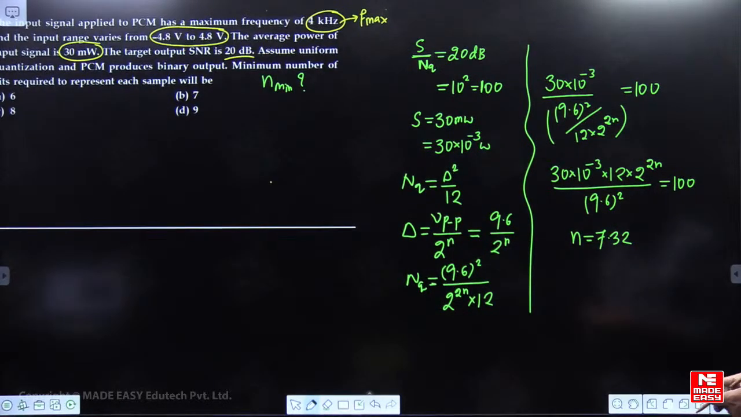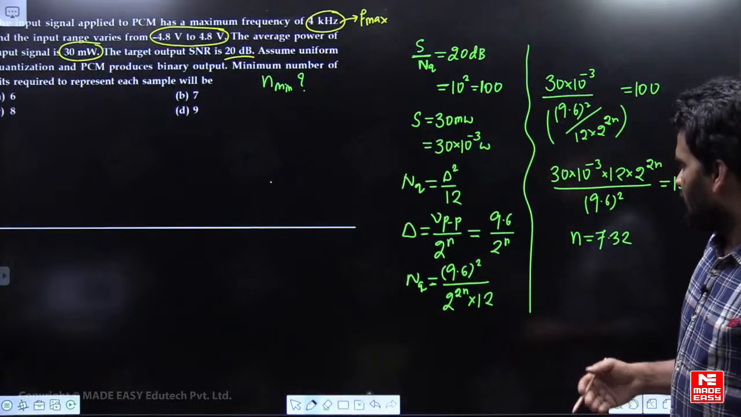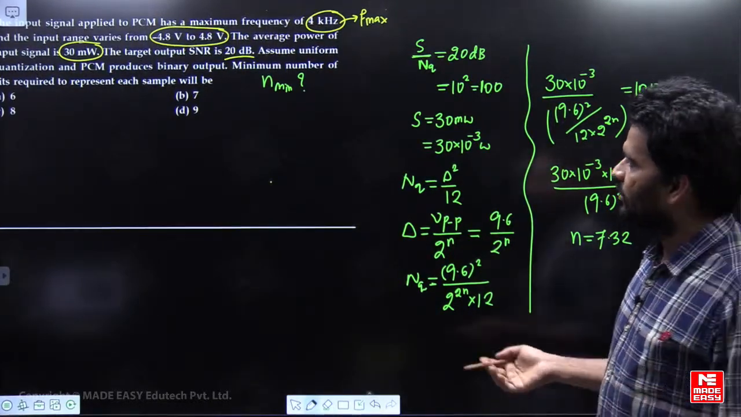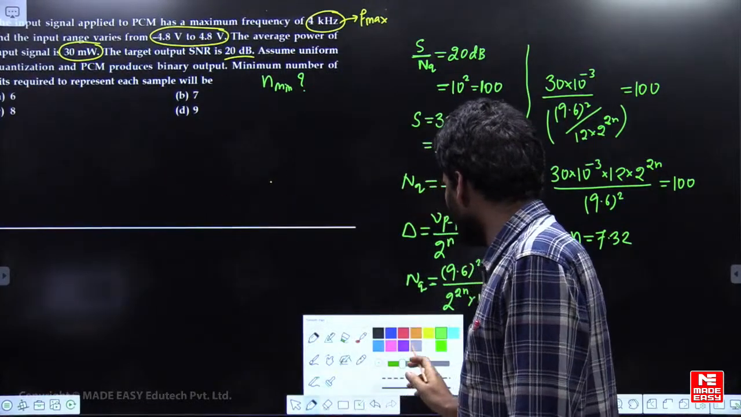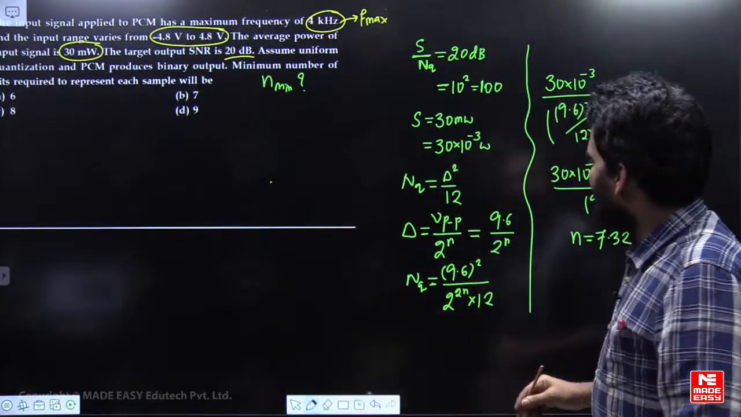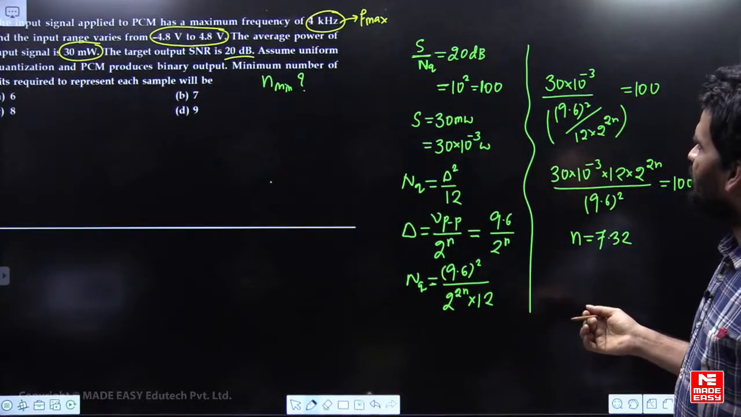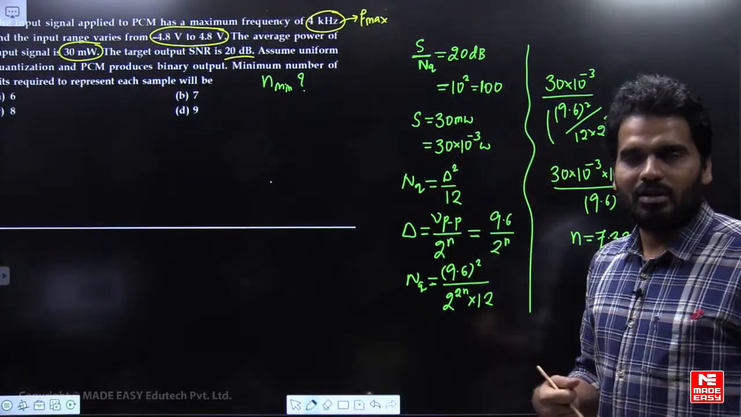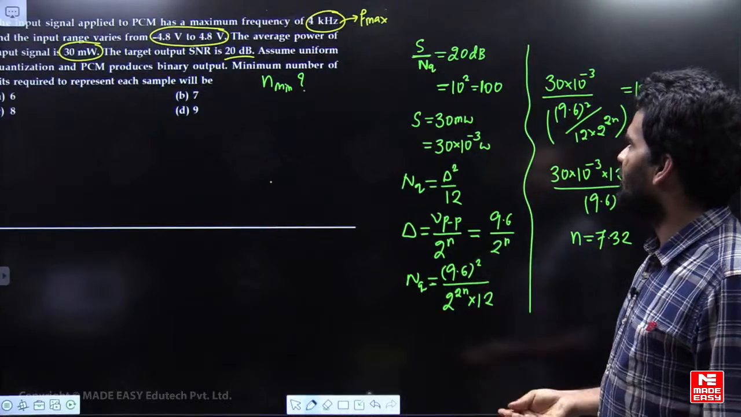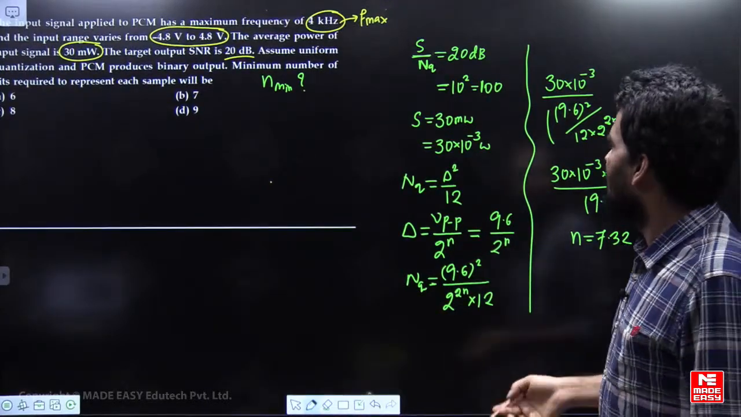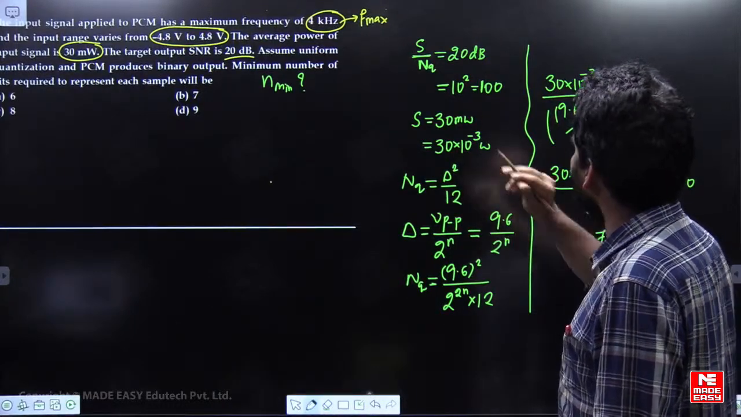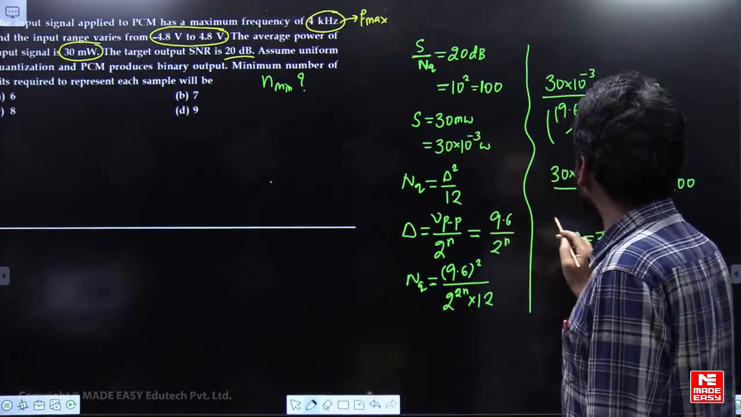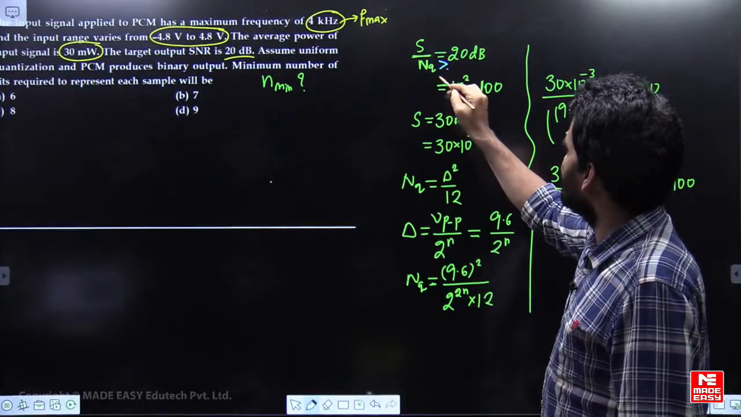7.32. Then what is the n? What is the answer you have to go with here? If you see, options 6, 7, 8, and 9 are all given. So here S by NQ should be at least 20. We always look for S by NQ to be as high as possible. So S by NQ should be greater than or equal to 20 dB.